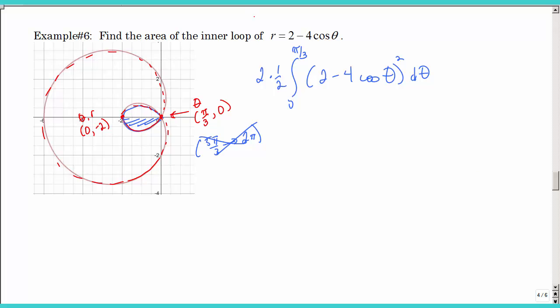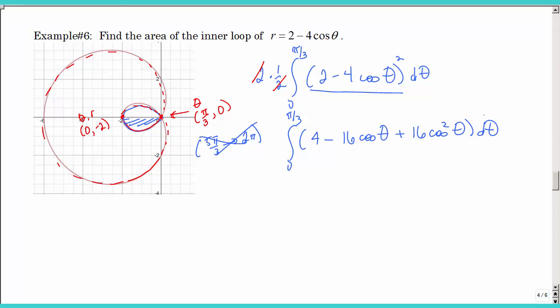So let's go ahead and reduce that out. And of course we have to square this. So we're going to get 4 minus 16 cosine theta plus 16 cosine squared theta d theta. Then we need to replace this with our identity. So we're going to have 4 minus 16 cosine theta plus 16 times 1 plus the cosine of 2 theta divided by 2.